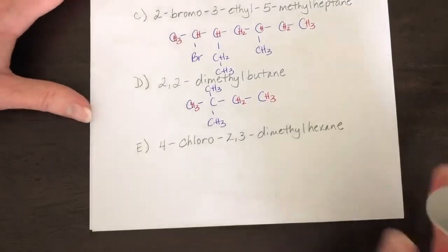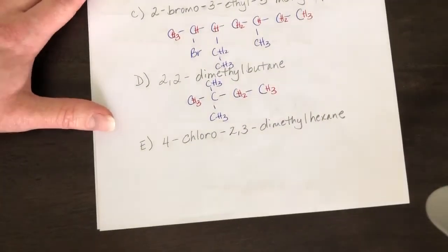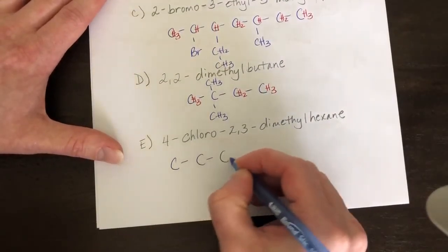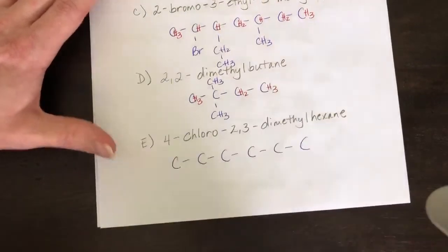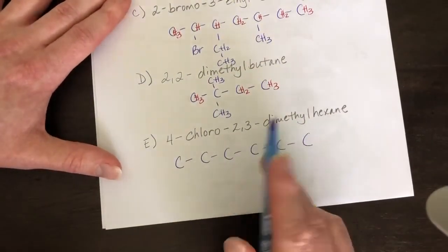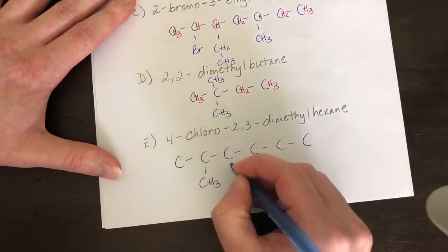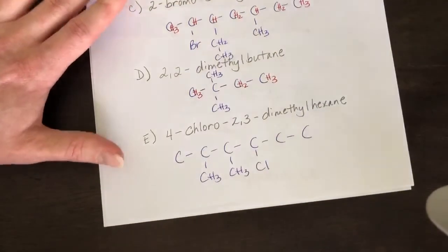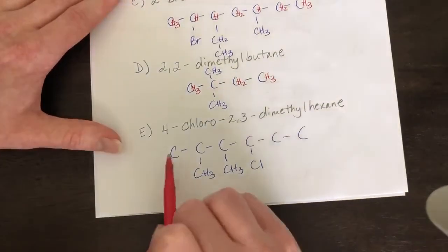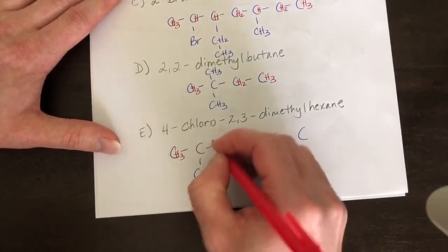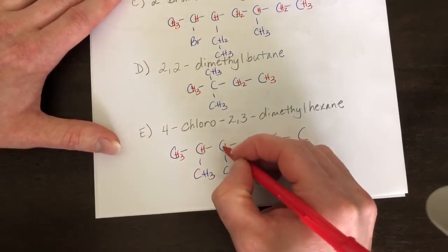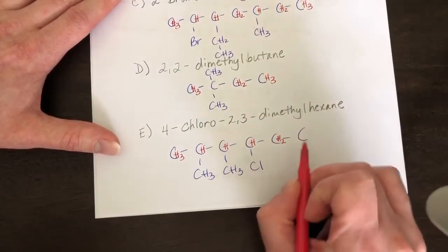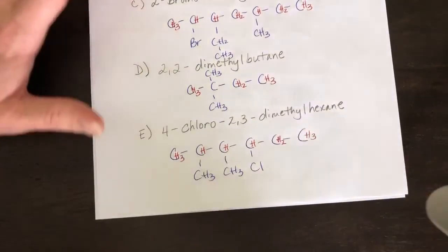Okay, and our last example for this. 4-chloro-2,3-dimethylhexane. So hexane is 6 carbons long. Okay, so we've got a methyl coming off the 2 and a methyl coming off the 3 carbon. And then we've got a chloro coming off the 4th carbon. So we're going to go fill in our hydrogens now. 4 minus 1 is 3. 4 minus 3 is 1. Same thing here. Same thing here. 4 minus 2 is 2. And 4 minus 1 is 3.